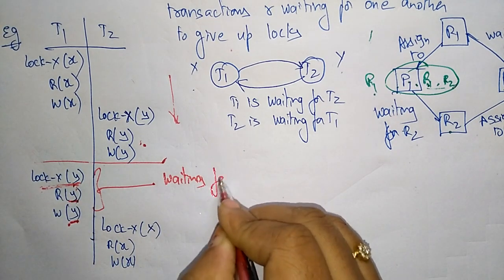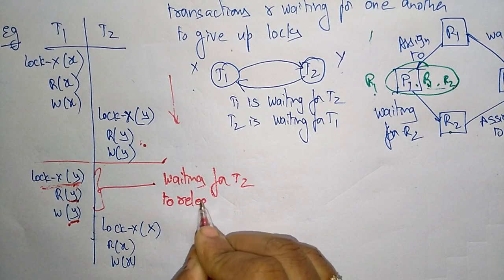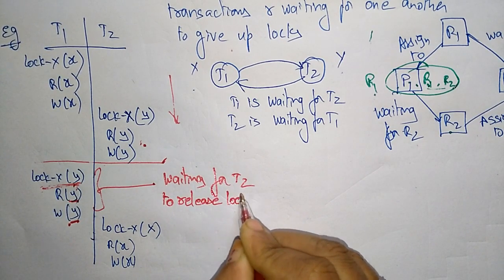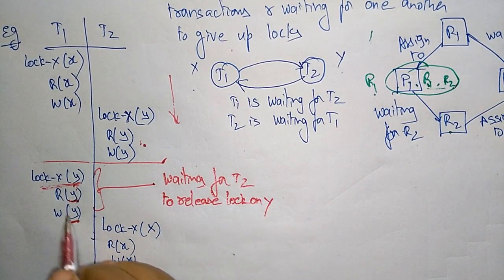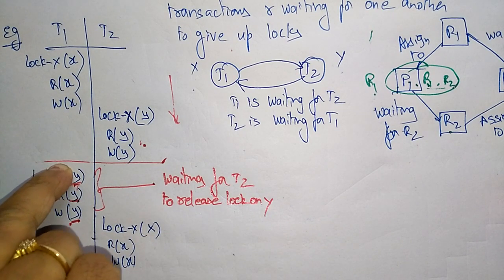Waiting for T2 to release the lock on Y. So to release the lock on Y, this transaction has to wait.